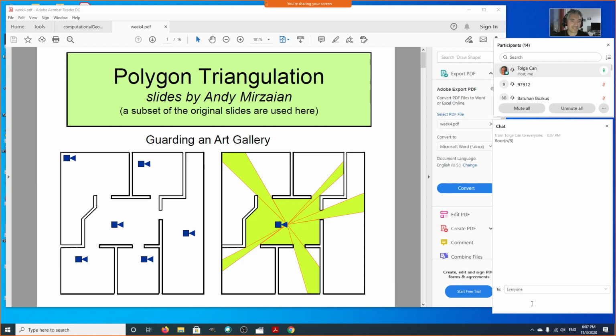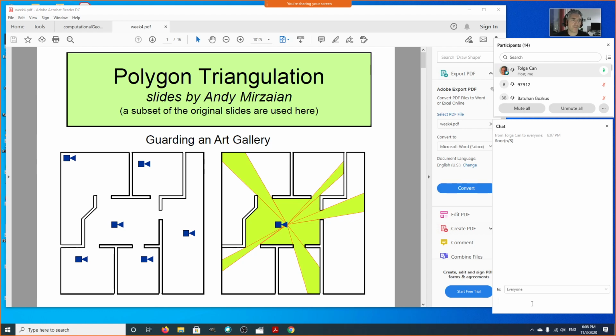It means that for simple polygons, if you have an n-gon, a simple polygon with n vertices, you will never need more than floor of n over 3 cameras. So there's a solution with at most this many cameras guarding the entire gallery. And there are some polygons which actually require this many cameras. There's an example of that in the book too, and I'm going to talk about that. But in the first part, we are going to prove this upper bound on the number of triangles.